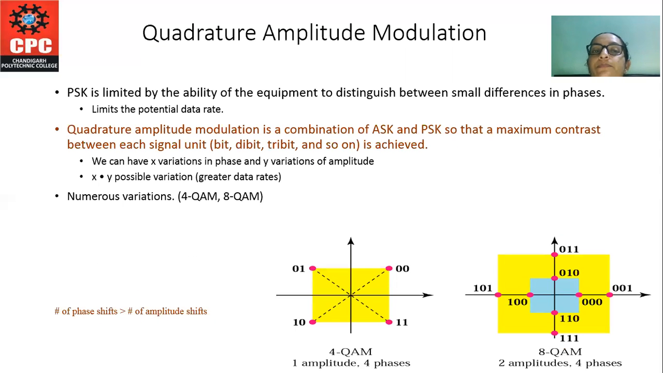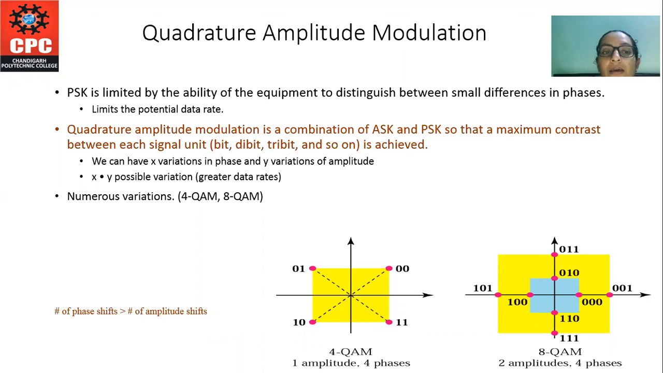Now starting with QAM, that is quadrature amplitude modulation. PSK is limited by the ability of equipment to distinguish between small differences in phase, which limits the potential data rate. Quadrature amplitude modulation is a combination of ASK and PSK. So the maximum contrast between each signal unit, be it bit, dibit, tribit, and so on, is achieved.